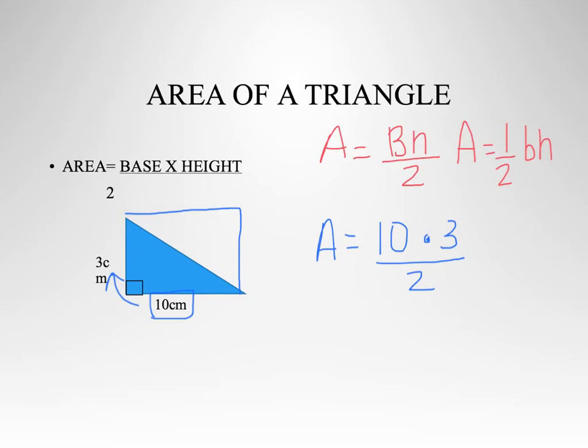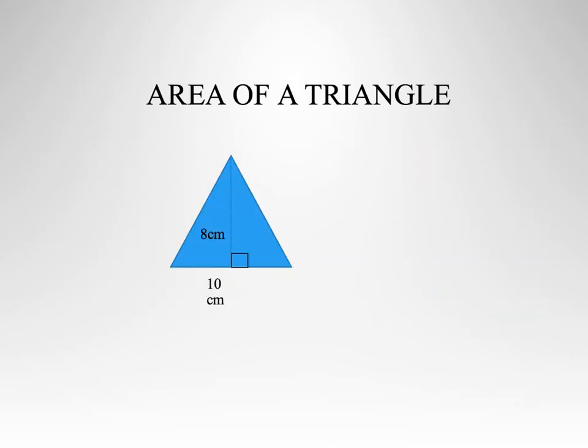So now we're going to go ahead and finish this off. So 3 times 10 is going to give me 30, and 30 divided by 2 gives you an area of 15 centimeters squared. All right, again, the formula is area equals base times height divided by 2.